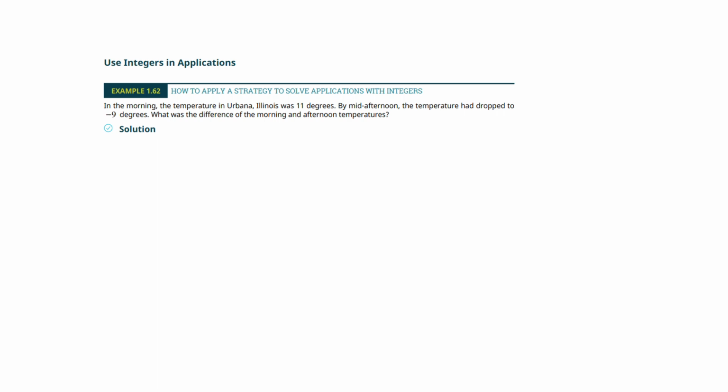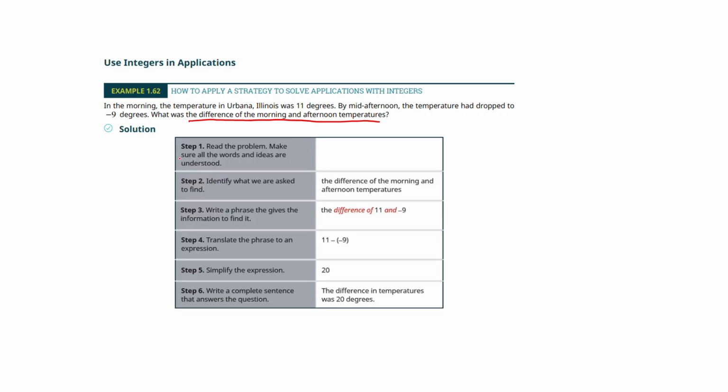All right, I think we just have a few left here, and they're just putting it into a whole story. But if we see that we're really doing the same thing, the difference of the morning and afternoon temperatures. Okay, well, difference is subtraction. Let's use theirs. Difference is subtraction.